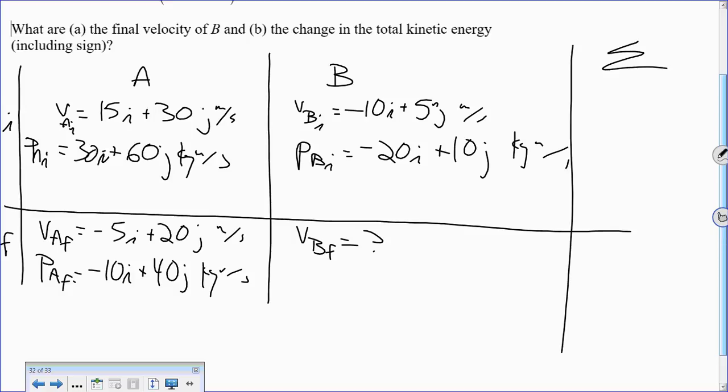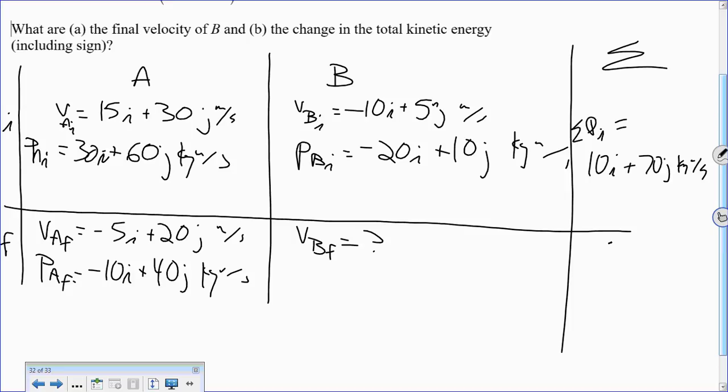So my total momentum initially, well, that's going to be these guys added up. So 30 plus negative 20 is 10I, and then 60 plus 10 is 70J kilogram meters a second, right? So that's my total momentum before the collision. Make sense? Everybody see what I did there? I just added component-wise, right?